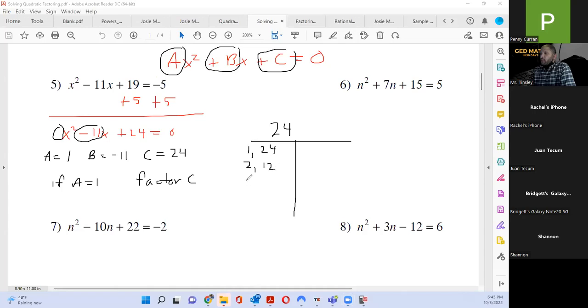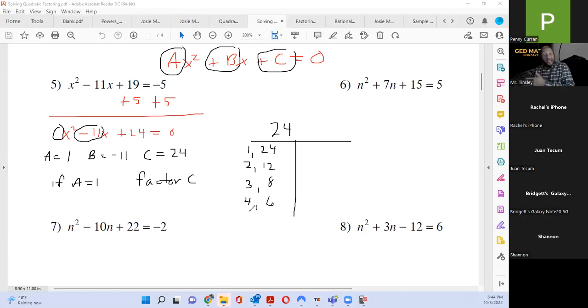Hold on. Don't jump ahead first. 3 times what gives 24? 8. 4 times what gives you 24? 6. 5 doesn't go into 24. 6 goes into 24, but we already have 6 as a factor. So that's how we know when to stop.